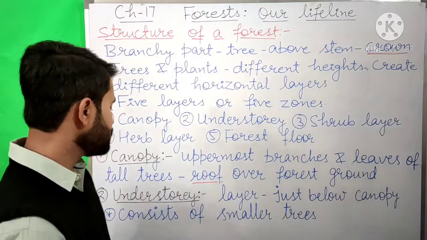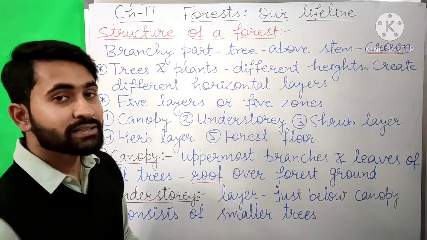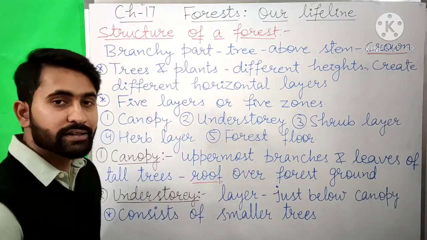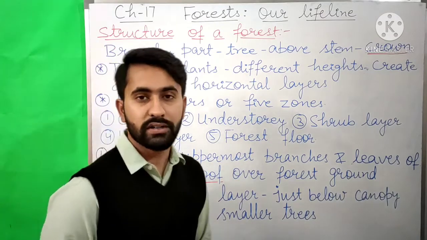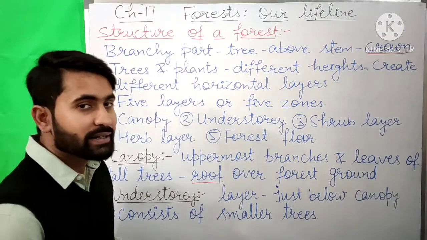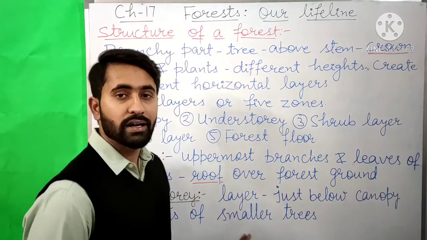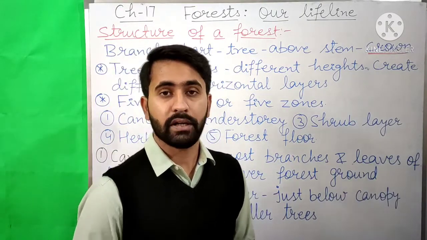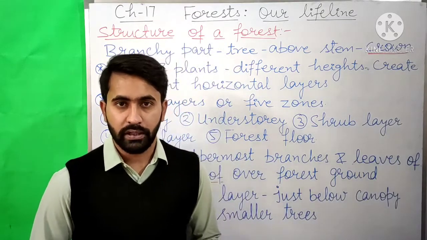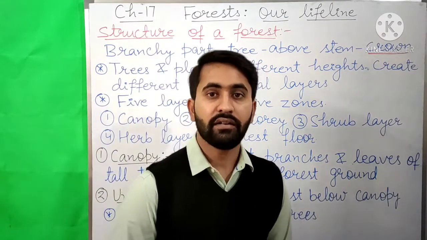Now the second layer is the understory, the layer of vegetation in the forest that is just below the canopy. The understory layer consists of smaller trees. The sunlight available in the understory layer is comparatively much less than in the canopy. The smaller trees found in the understory grow to become bigger trees only when the tall trees die and open gaps in the canopy, which provide more sunlight to the smaller trees that is required for their further growth.